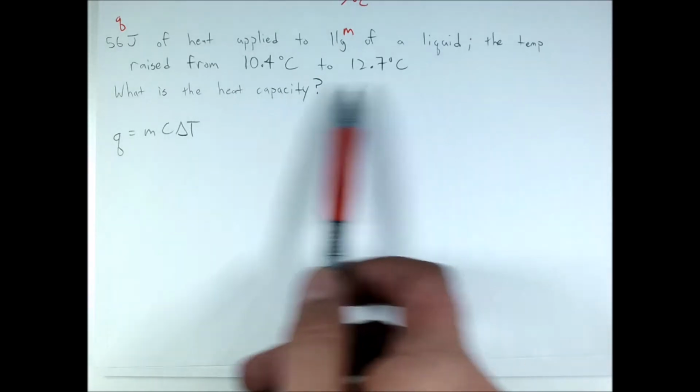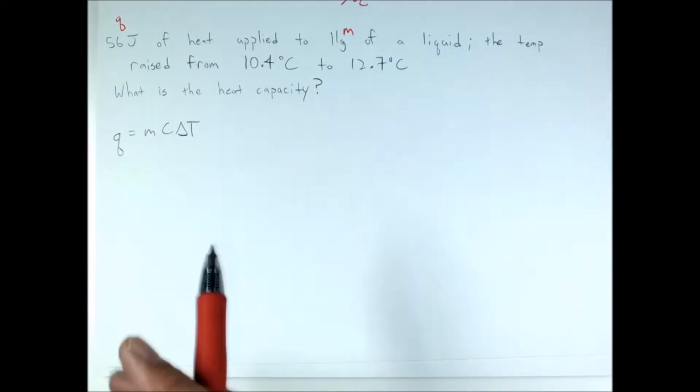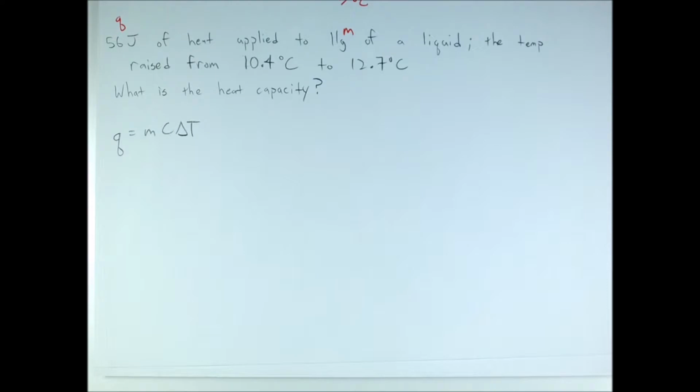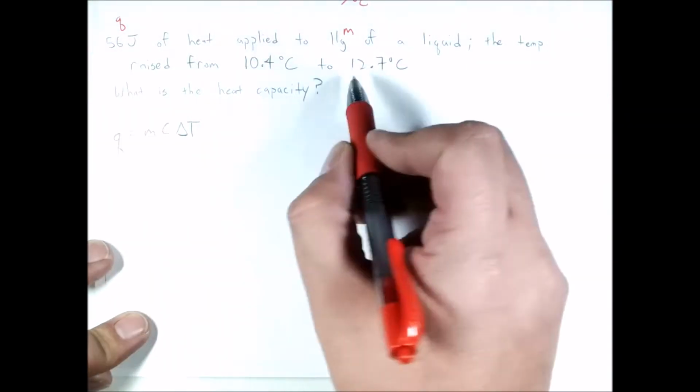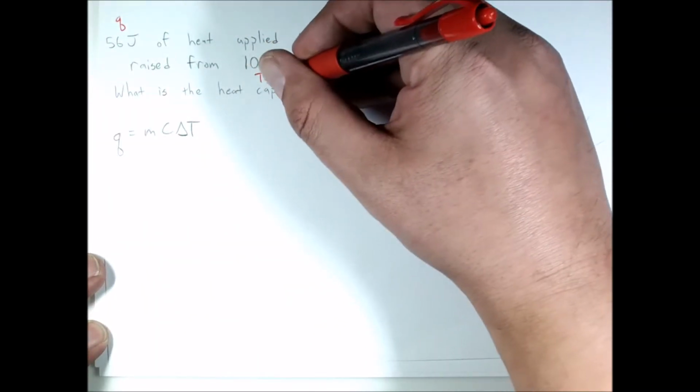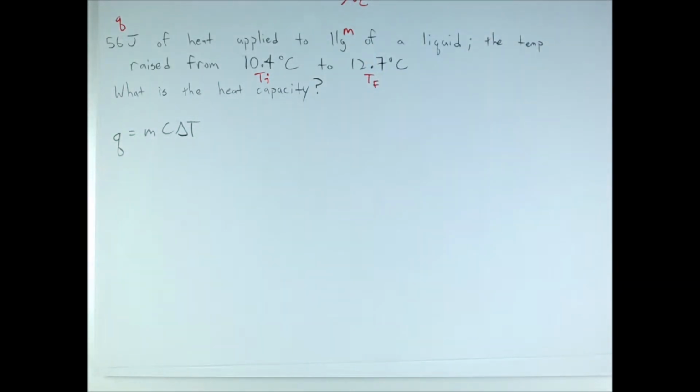And then which one of these is TI? Is it the 10.4 or the 12.7? It's whatever you're heating from, that's your TI. What you're heating to is your TF. So this was our starting condition. It says from this quantity, so this is our TI. This is our TF. The reason we do it that way is because if you're heating something up, the change in temperature will be positive. If you're cooling something off, the temperature change will be negative. So it basically gives us a directionality to it.